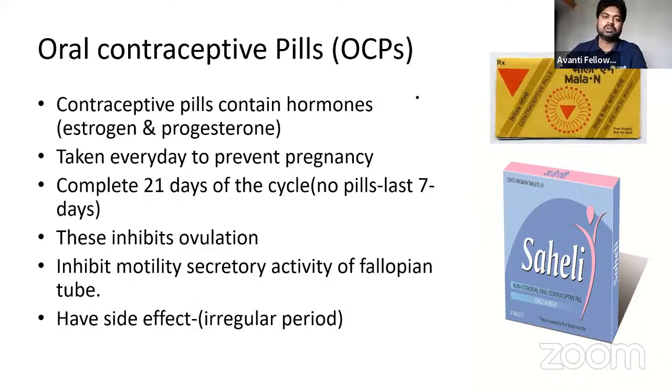Okay. So next part you can see here is the oral contraceptive pill. Oral means the pills are taken by the mouth, the pills are taken into the body through the mouth, and it acts as a contraceptive. There are different types and varieties of pills present in the market, like Mala-N, Mala-D, Saheli, Chhaya, Unwanted 72, Unwanted 21. So these are the different types of oral contraceptive pills.